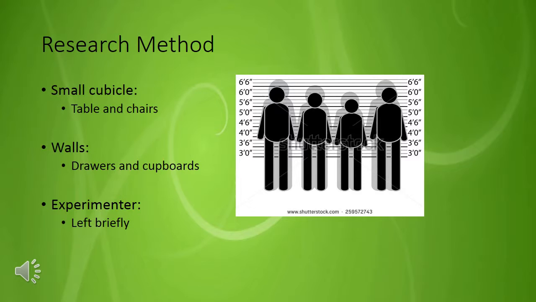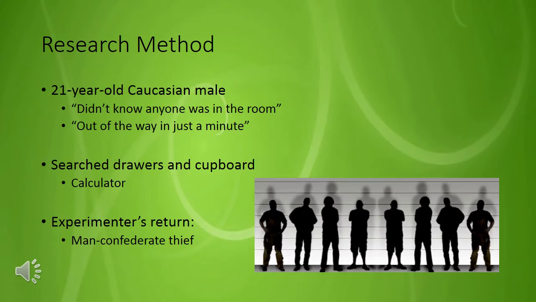After the participants had been seated, the experimenter explained that she had to leave briefly to get some forms, and she closed the door on the way out. About 30 seconds after the experimenter left, a 21-year-old Caucasian male walked into the cubicle. He looked directly at the participants and stated that he didn't know that anyone was in the room and that he would be out of the way in just a moment.